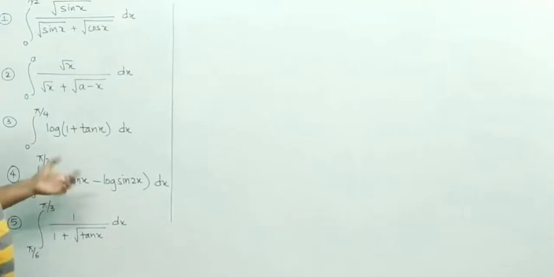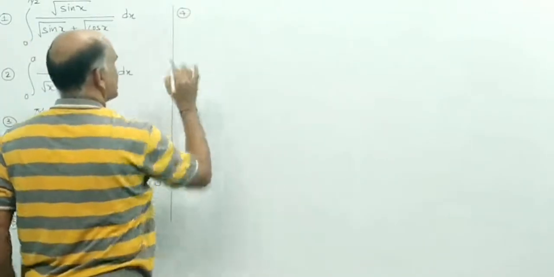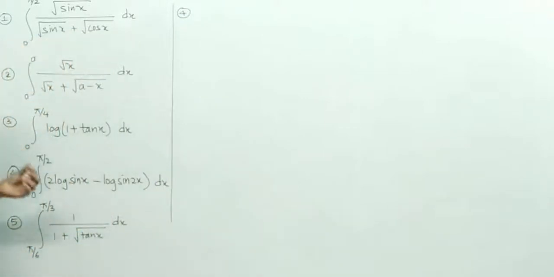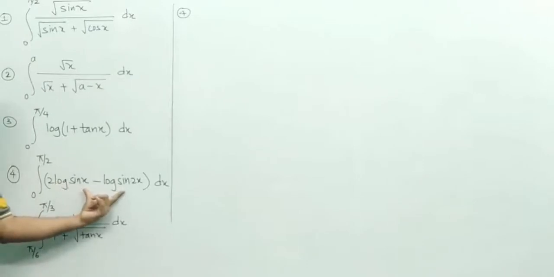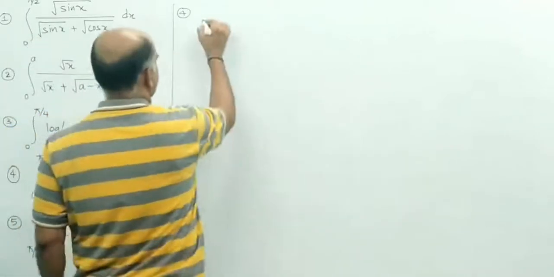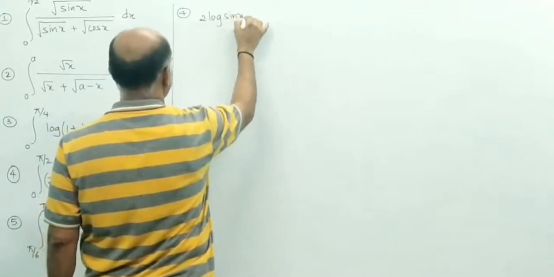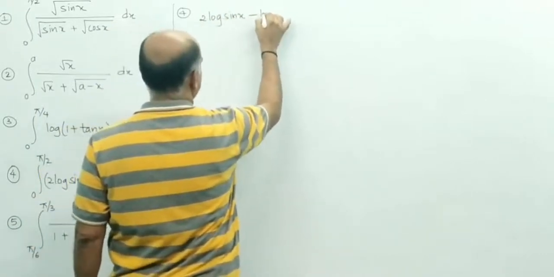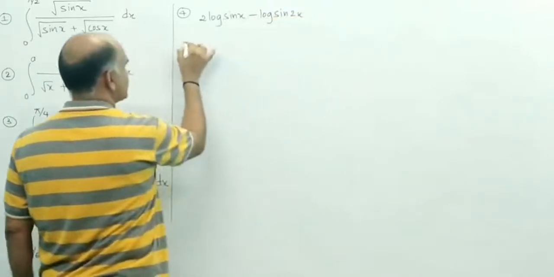So now the fourth one, students. In the fourth one, if you solve it directly, it becomes difficult. First I will simplify this bracket, then I will substitute in this integration. So first, if I take the expression in the bracket, 2 log of sin x minus log of sin 2x, this I will simplify.